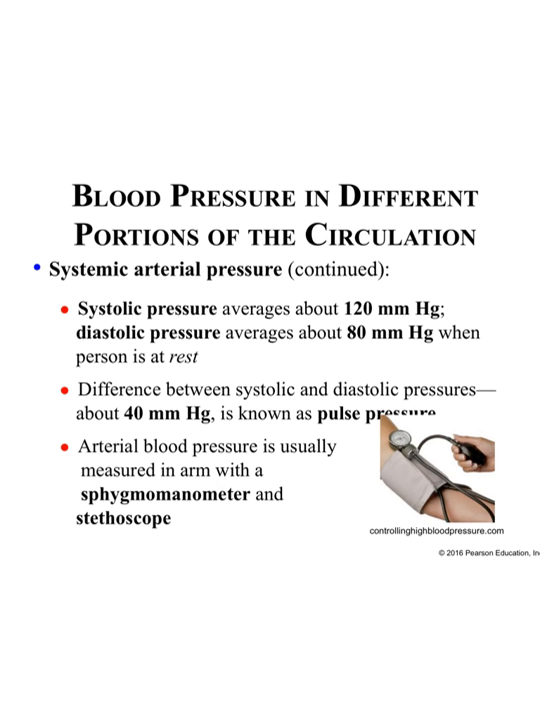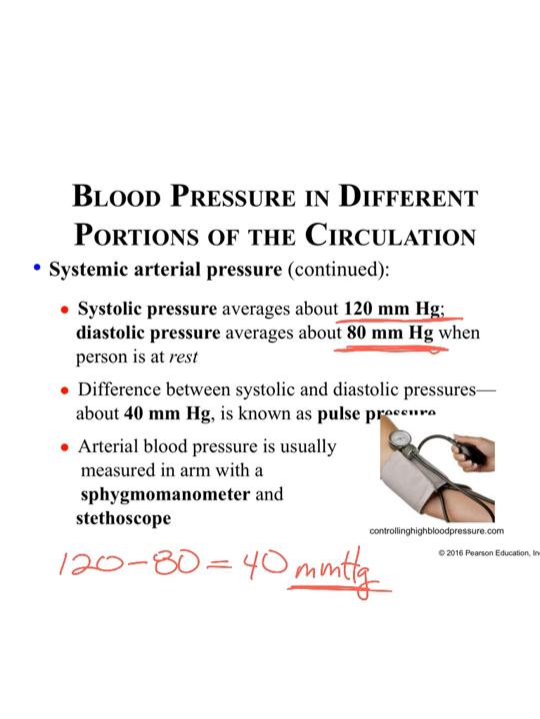Systolic pressure, and this is why I use those numbers, averages about 120 millimeters of mercury when the ventricles are in systole, and 80 millimeters of mercury in diastole. And this is when the person is at rest, which is very important. The difference between the two is known as pulse pressure. Literally you just take 120 and subtract 80. So in this example, my pulse pressure would equal 40 millimeters of mercury. When we're talking about the pressure of blood, you have to include those units. They will always be the same.